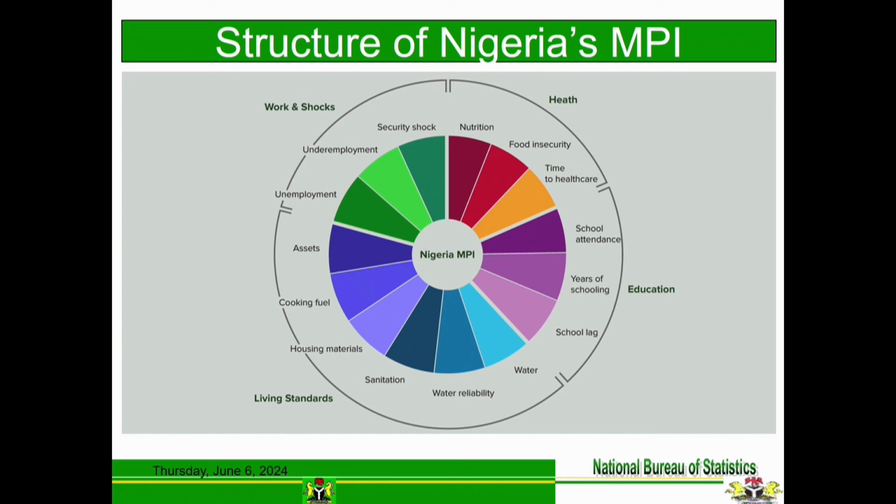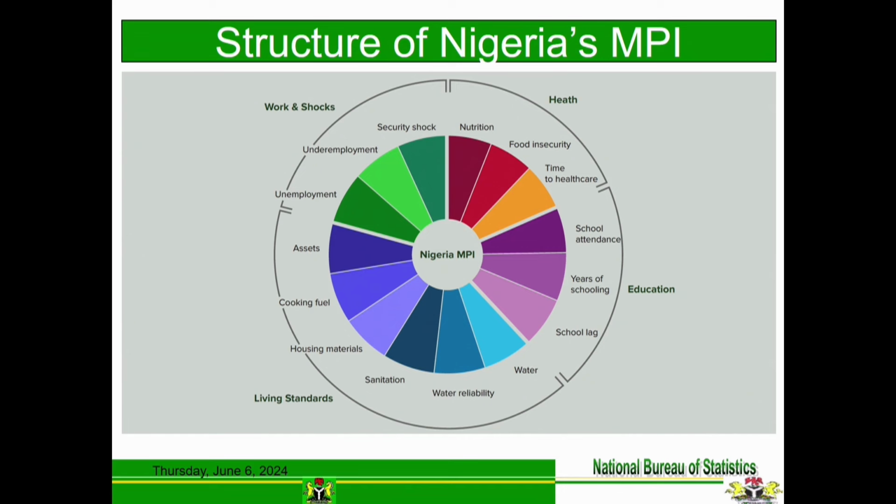I believe when you came in, a report was handed over to you, and it is the MPI report. If you check page 17 of that report, also page, I think, 48 of that report, you will see the definitions of each of these indicators, and that will help you understand how the process was done. For education, it was school attendance, years of schooling, school lag. Living standard, we have water, water reliability, sanitation, housing material.